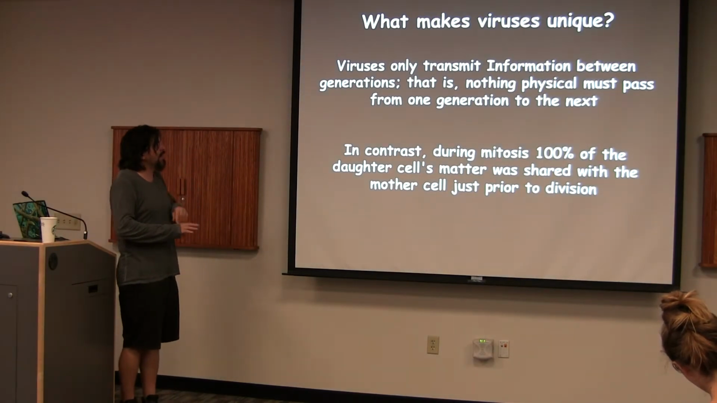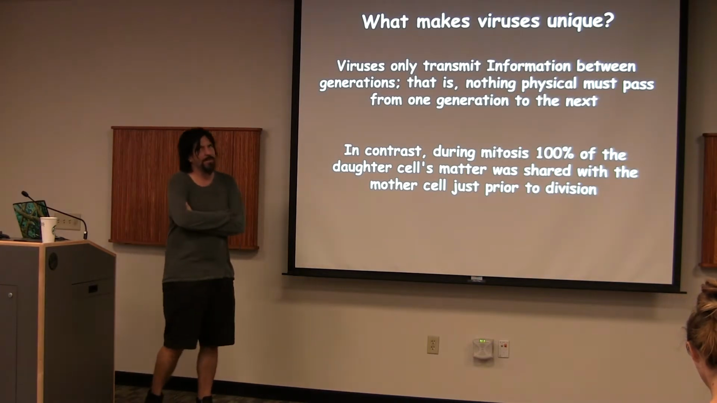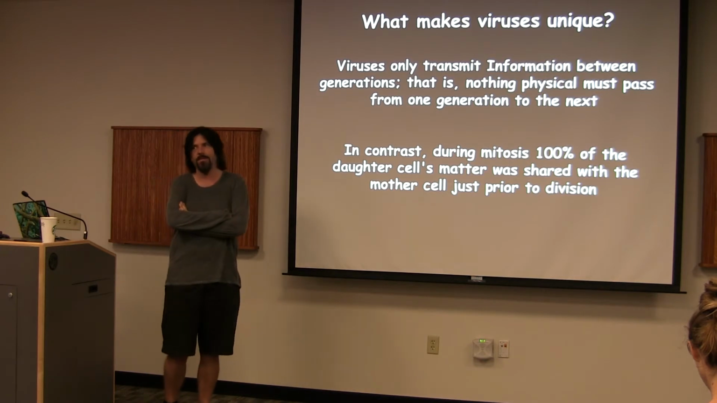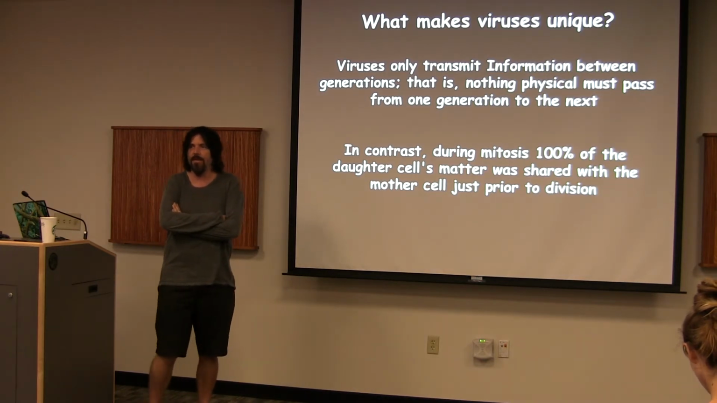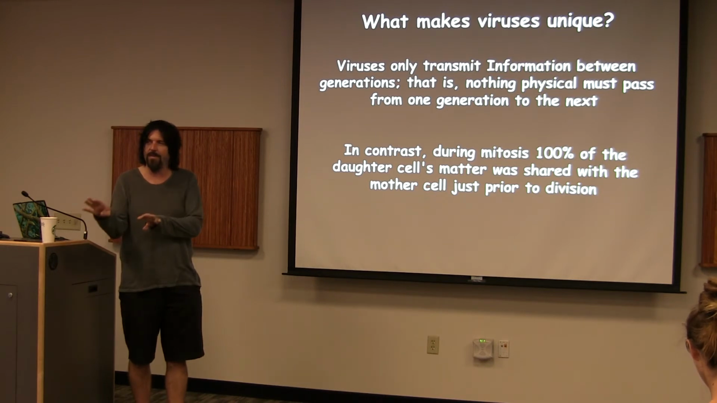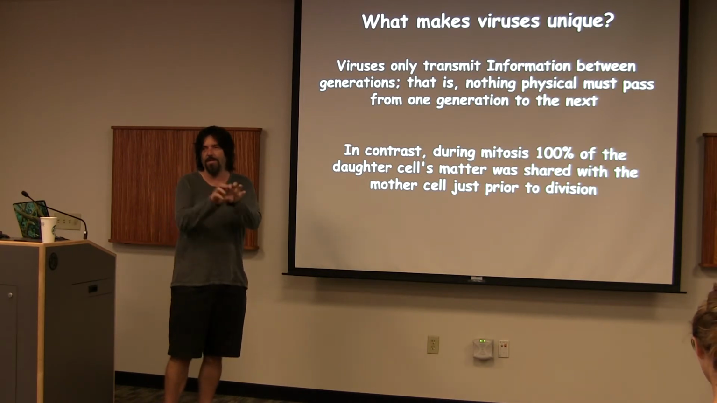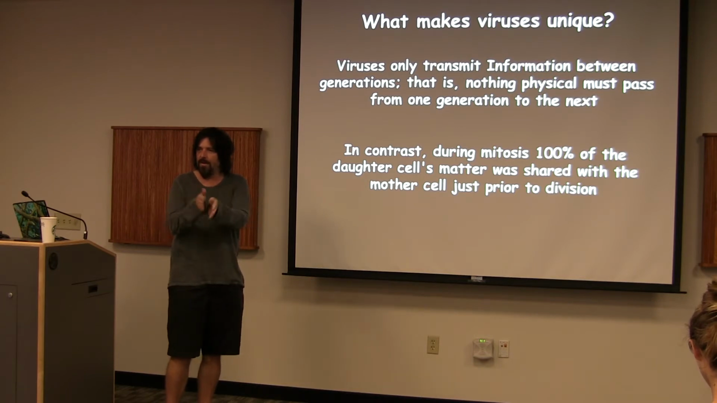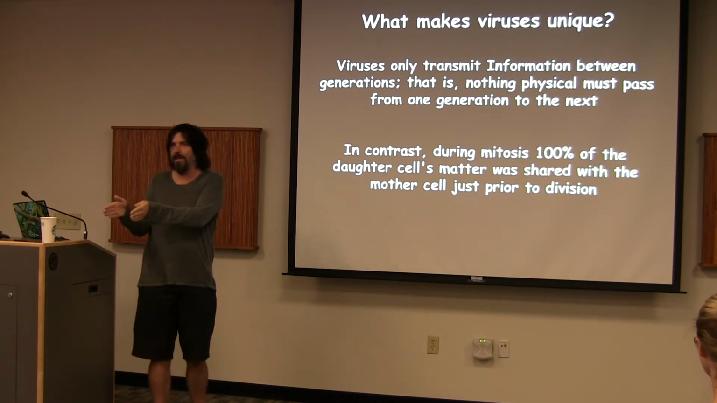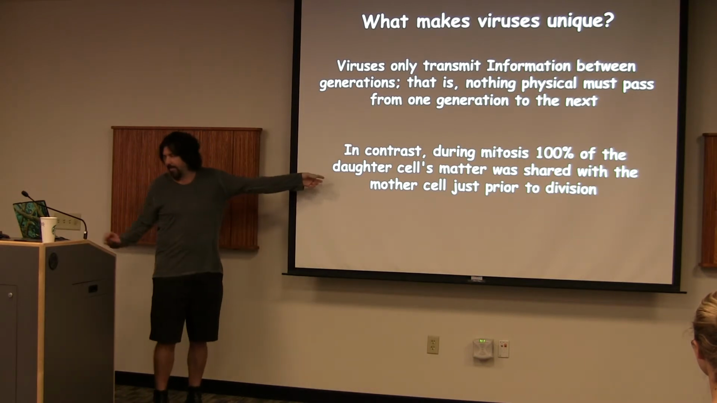I don't know if you've ever thought about this much, but viruses are quite a bit different than a cellular system. They pass nothing on physically from one generation to the other. There's nothing that physically had to be part of a virus that ends up in the second generation. That's not true of anything else. All cells pass everything on from generation to generation.